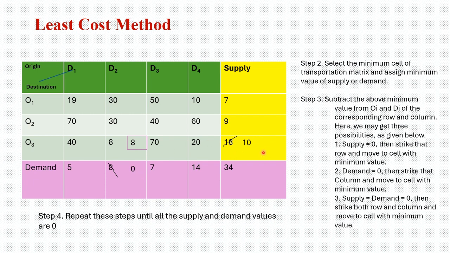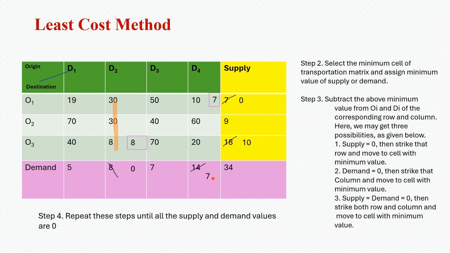Now we move to the cell with next minimum value. 10 is the next minimum value between 7 and 14. 7 is less, so minimum value assigned is 7. Here 7 minus 7 is 0 and here 14 minus 7 is 7. Since supply becomes 0, this row is cancelled.